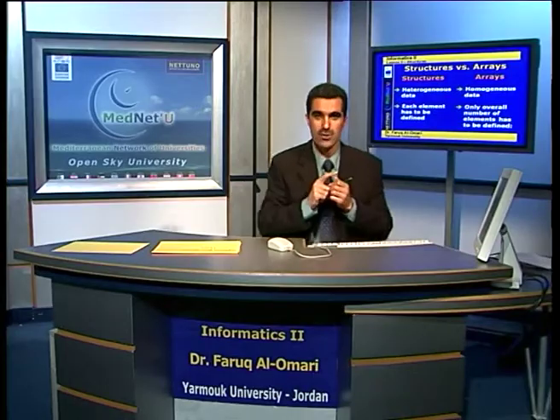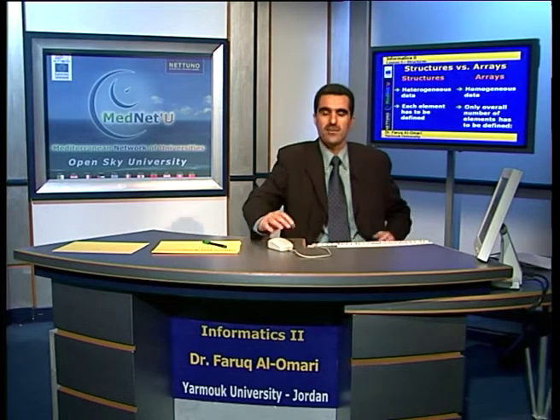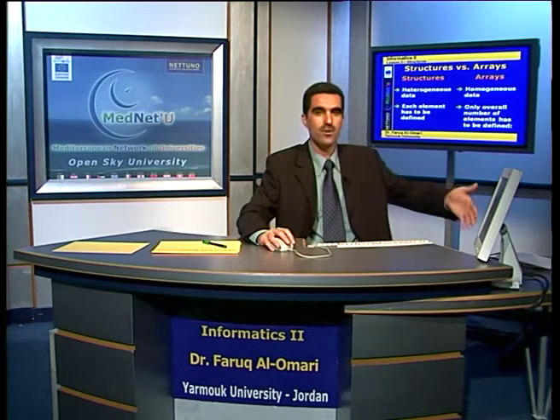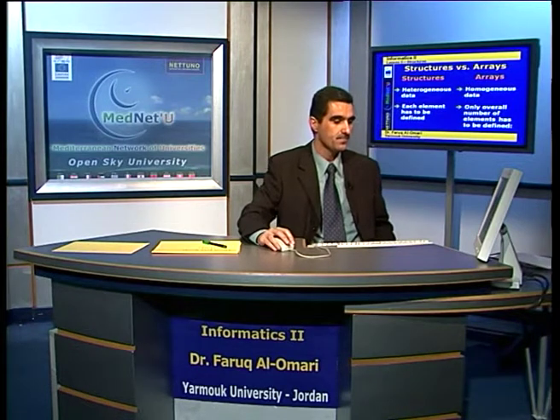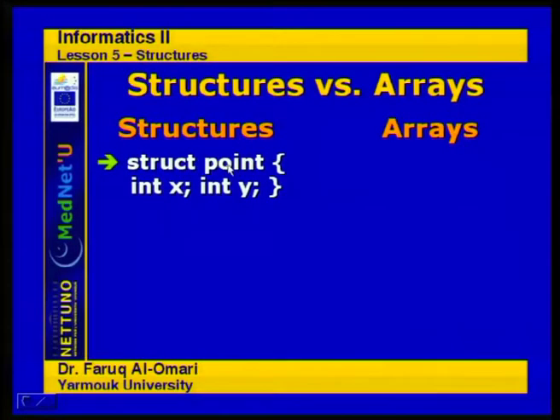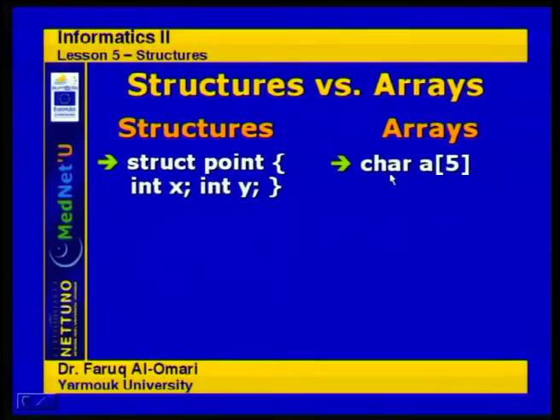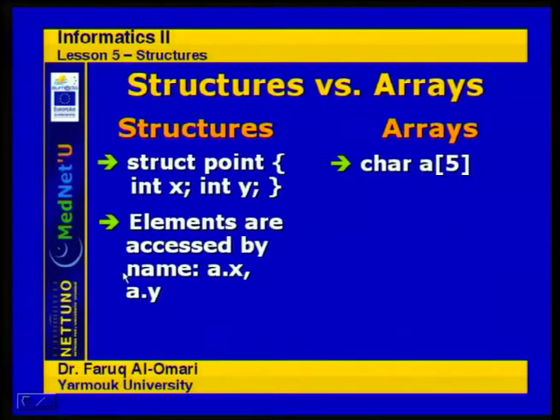Whereas in structures, I have to define clearly, individually, every element within that. And that's obvious because they could be different. For example, for structure point, which we already have seen, I had to define X and Y separately. Whereas if I say something like car a of 5, all 5 entries of this array are defined in one shot. Elements are accessed by name.